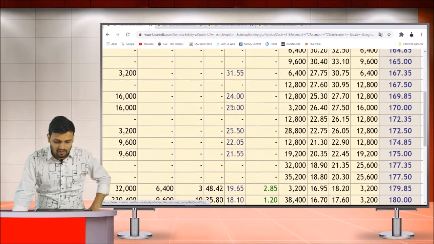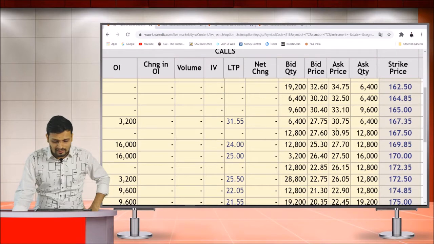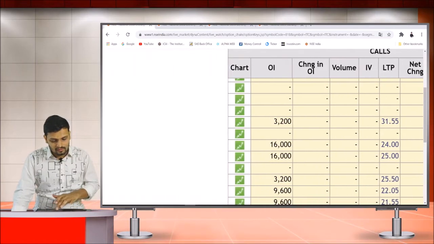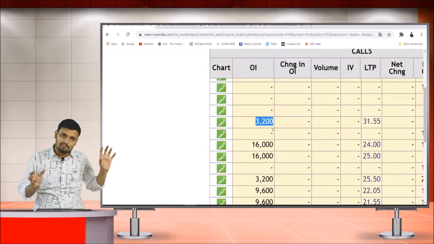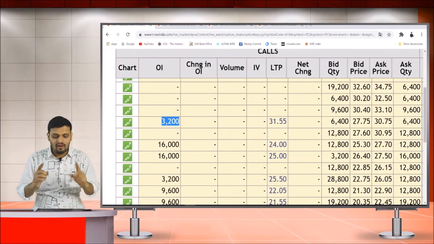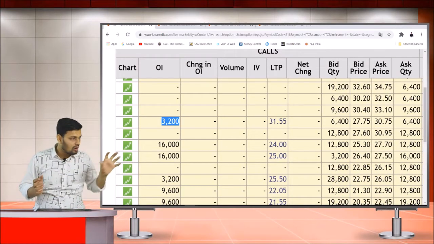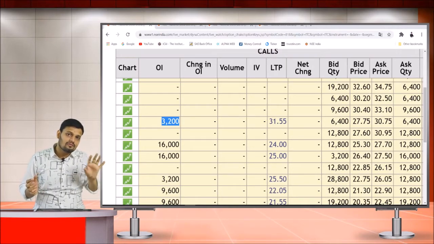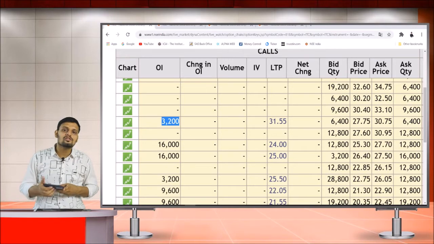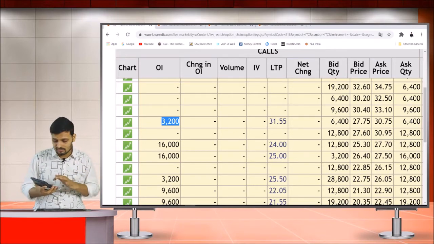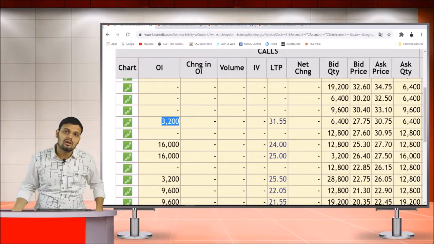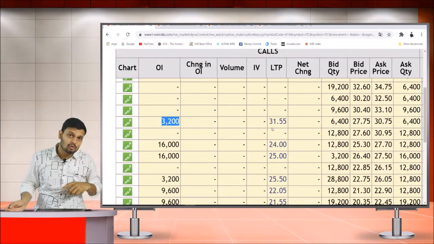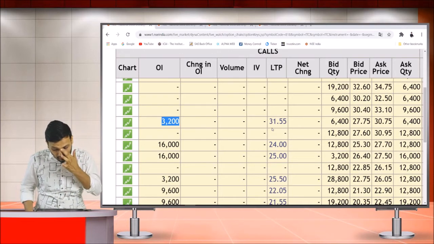Okay. 19, 21, 25, 31. So 3,200. Only one lot has been traded. Who is trading here? Call option buyer has paid 31.55 rupees per share. In that case, how much would have been paid for 3,200 shares? 31.55 into 3,200. That comes to 1,00,960 rupees. So 1,00,960 rupees the call option buyer would have paid as premium to whom? As premium to the call option seller.